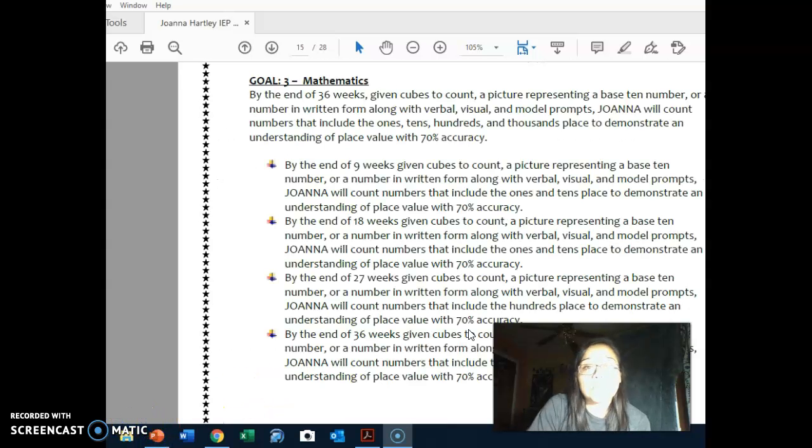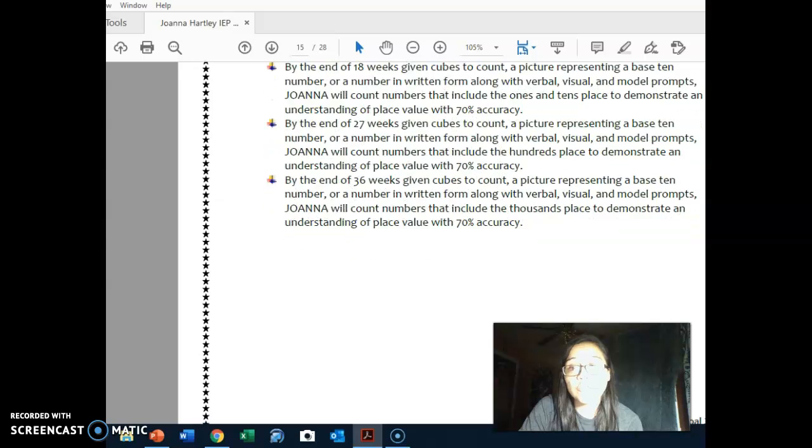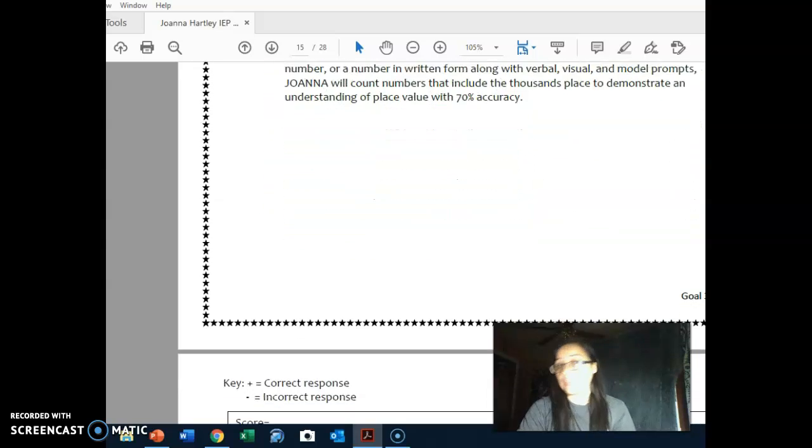Okay, Joanna, so for goal number 3, we are going to be doing math. So in this first worksheet, it says, Joanna will count numbers that include the ones and tens place to demonstrate an understanding of place value. So Joanna, I am going to give you this worksheet. So you do remember the ones and the tens place. Let me go ahead and show you.